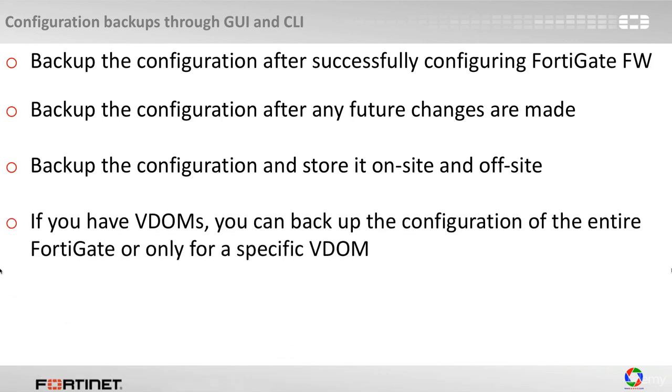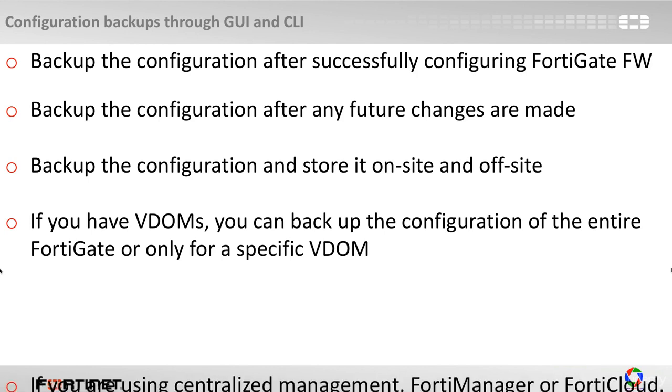If you have virtual domains, VDOMs, you can backup the configuration of the entire FortiGate or only for a specific VDOM. So a VDOM is basically a configuration where you split the entire hardware appliance into smaller appliances. So in this case we have a FortiGate firewall that has 4 ports. We can configure 2 VDOMs and allocate 2 ports for one customer or for one department, for one use case, and the other 2 ports for the other department use case and so on. So having one hardware appliance and splitting it into 2, we have multiple functionality covered.